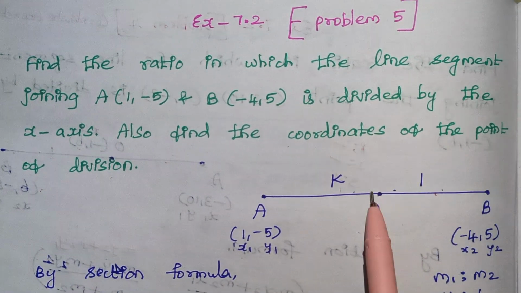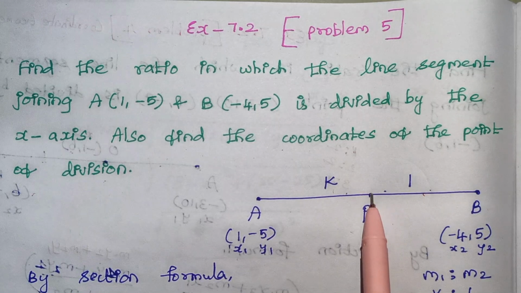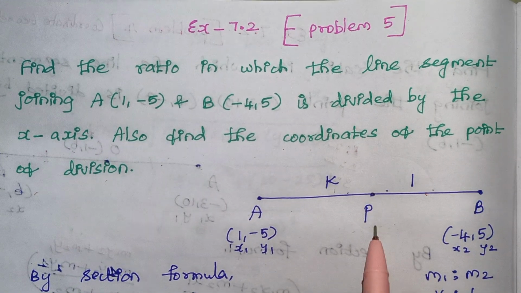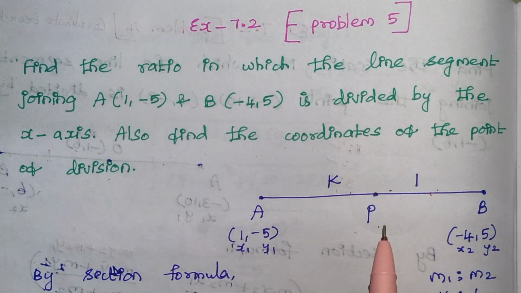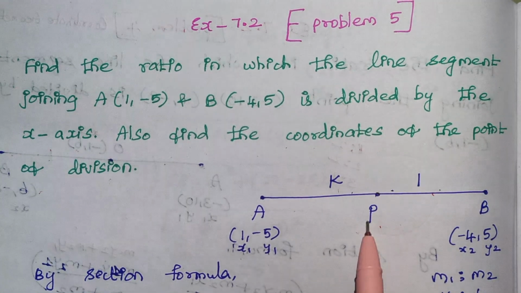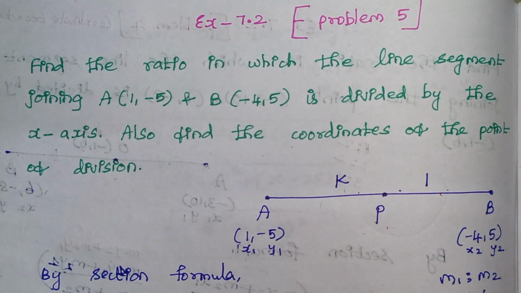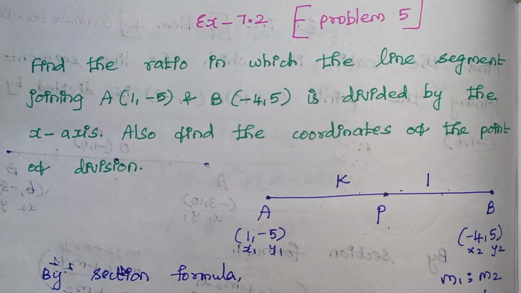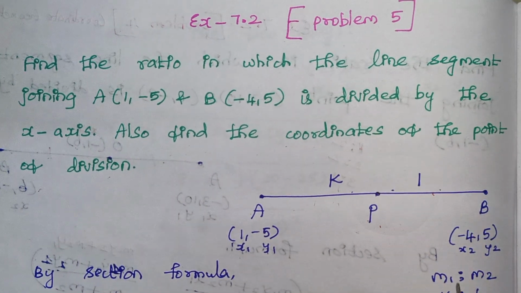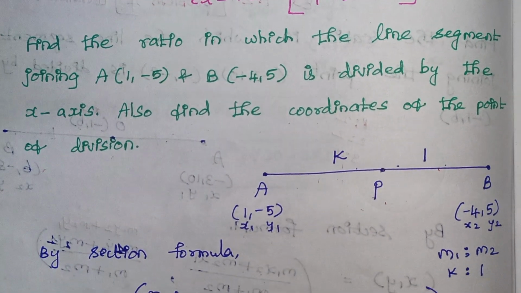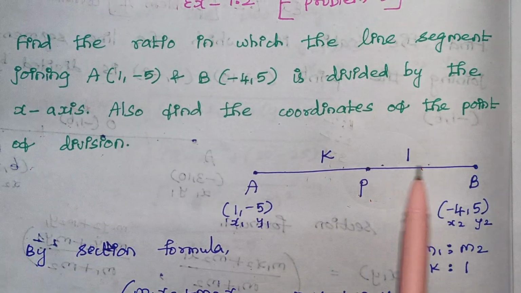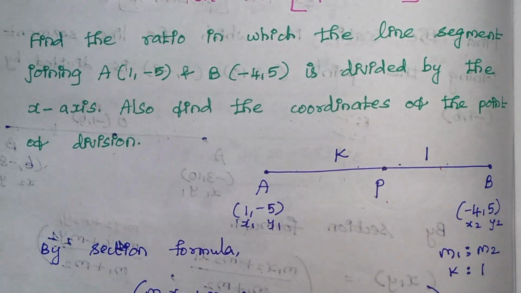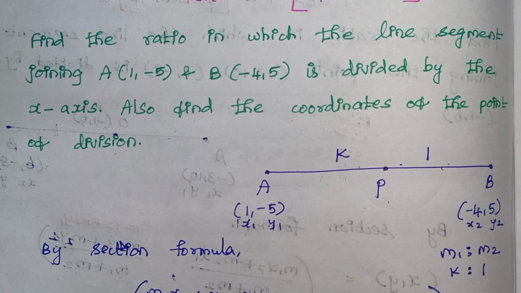In the previous problem, the coordinates of this dividing point were given. But here, no point is given, no values are given and even the ratio is missing. So in this type of problem, we have to assume the ratio as m1:m2, that is k:1. This is k and this is 1. So again, we have to make use of the section formula.